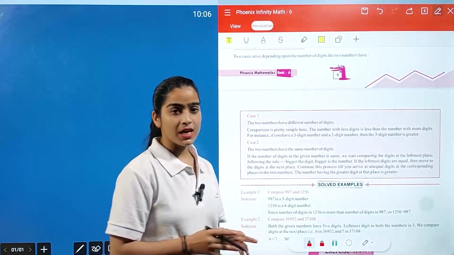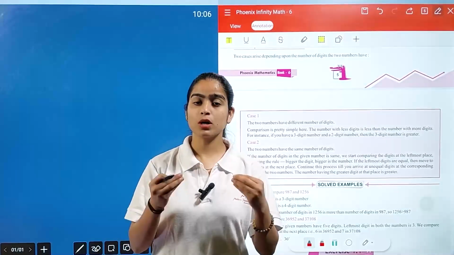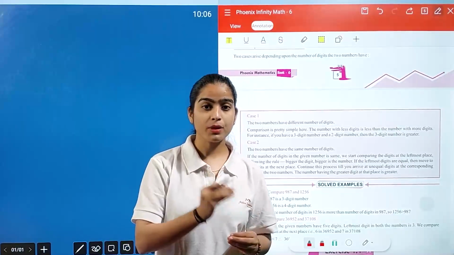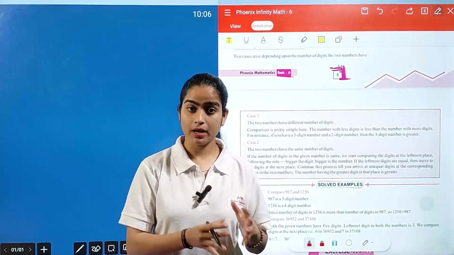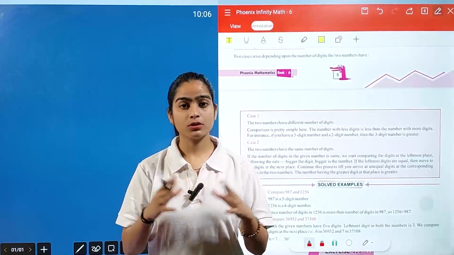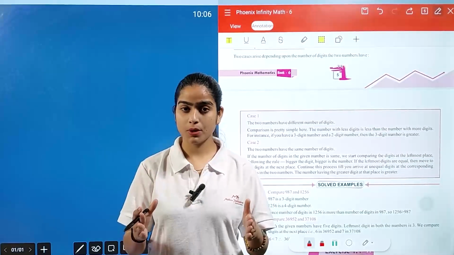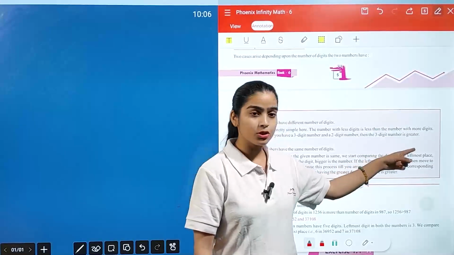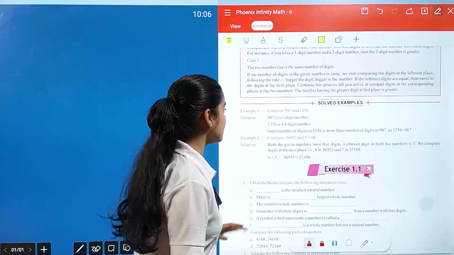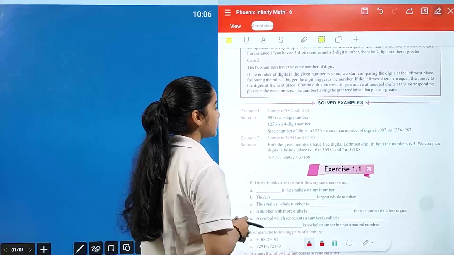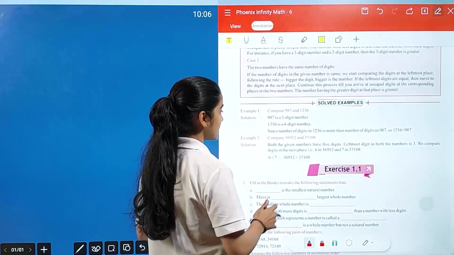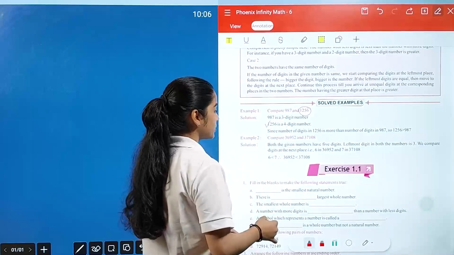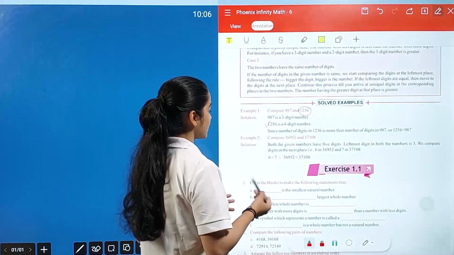So here we have two kinds of cases when we have to compare numbers. First, compare according to their digits: the number that has more digits will be greater. But if both numbers have an equal number of digits, then you have to compare the numbers from the leftmost place. So let's do some examples. Compare 987 and 1256. In this, 1256 has more digits, so 1256 is greater.